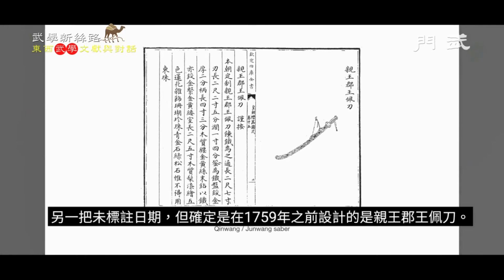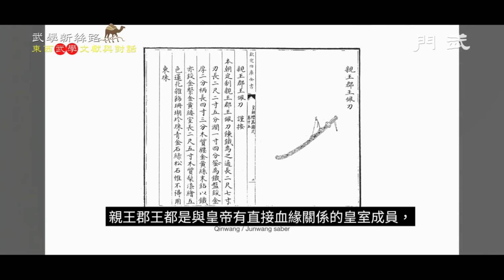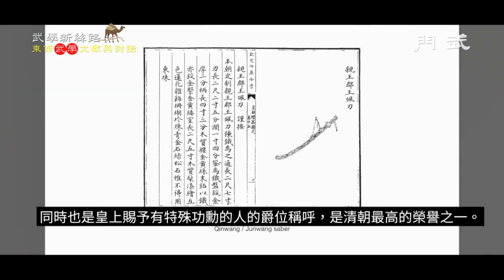Another saber that doesn't have a date attached to it, but we can be sure it was designed before 1759, is a Qianlong and Junwang saber. These were imperial princes directly related to the emperor himself. He could also bestow this rank on men of special merit, one of the highest honors one could get during the Qing.